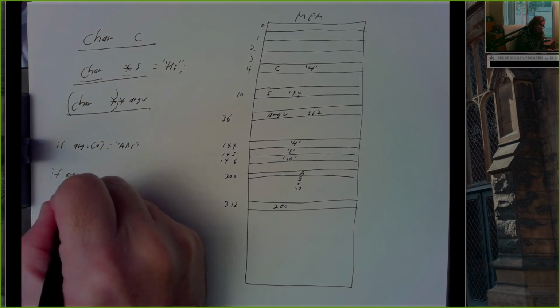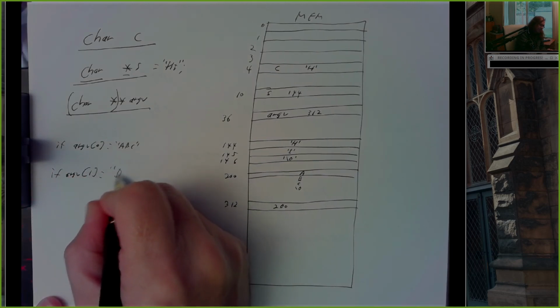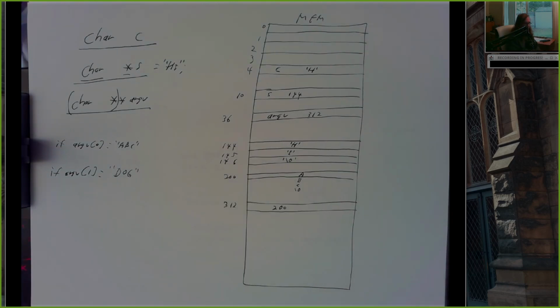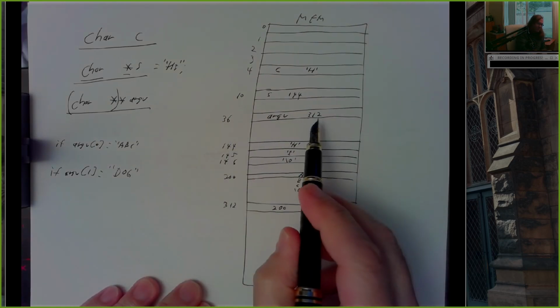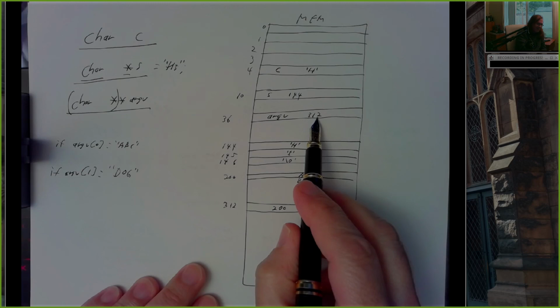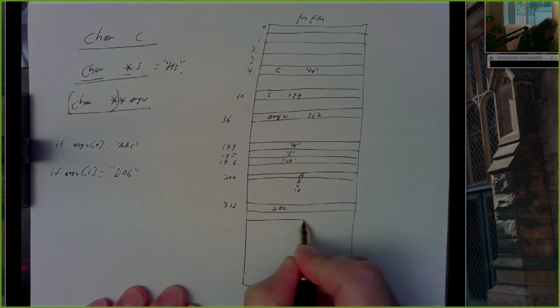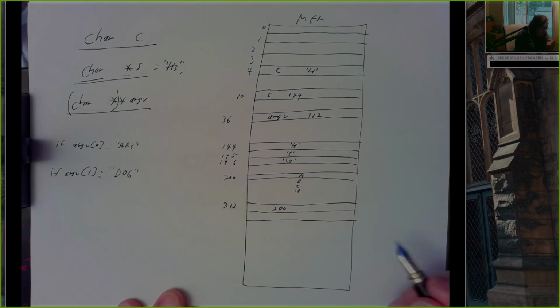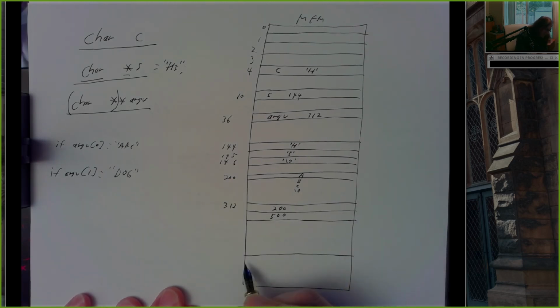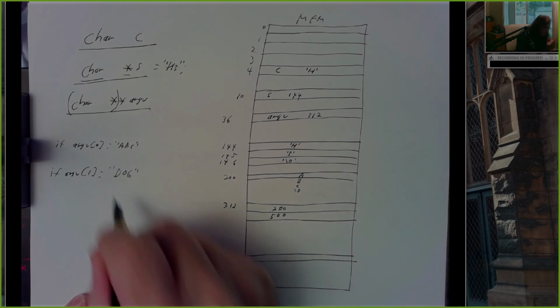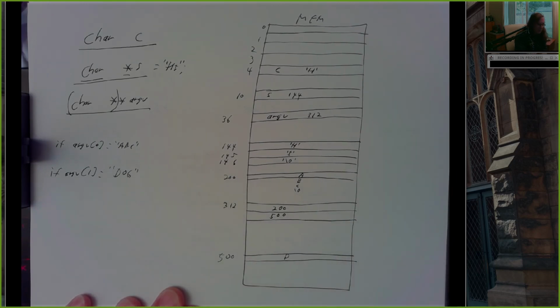Now if argv bracket 1 equals dog, well, how do we find argv bracket 1? We start with argv, it's stored here at location 36, it's got a 312. And at that location we find a pointer to argv bracket 0. In the next location, we'll find a pointer to argv bracket 1, and maybe that's got a 500 in it. So down here at location 500, that's where we find the first letter of argv bracket 1. So there's a D followed by an O followed by a G followed by a null terminator.